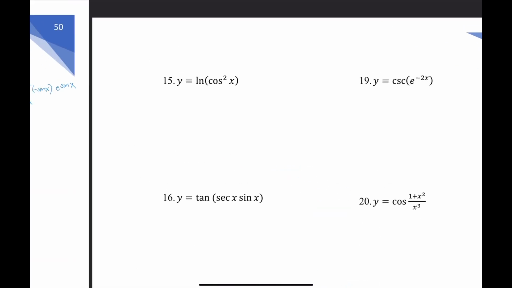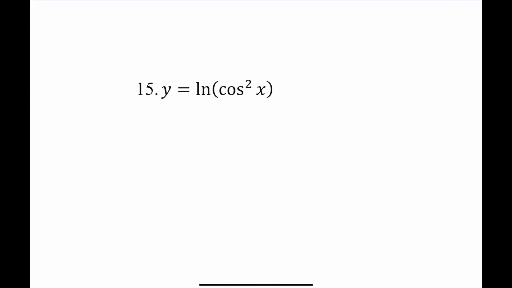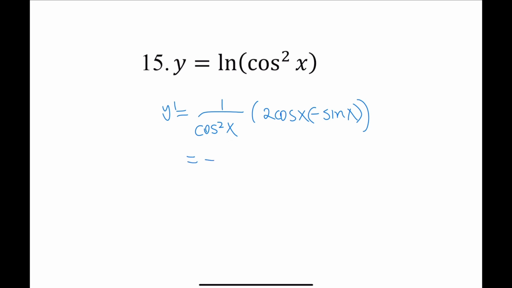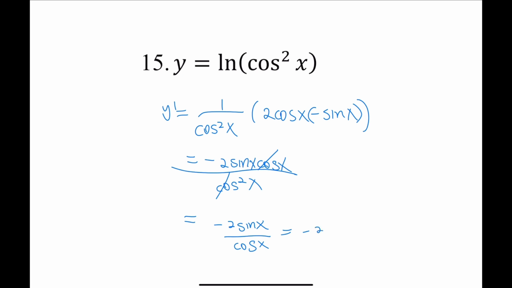Okay, and then number 15 on the next page. y equals ln cosine squared x, so y prime equals 1 over cosine squared x, chain rule, so 2 cosine x times negative sine x, right? So make sure that you put a parentheses here to show that it's a product, not subtraction. So you have negative 2 sine x cosine x, and then you also have cosine squared x in the denominator, cancel it out a little bit, and then you get negative 2 sine x over cosine x, which basically gives you negative 2 tangent x.